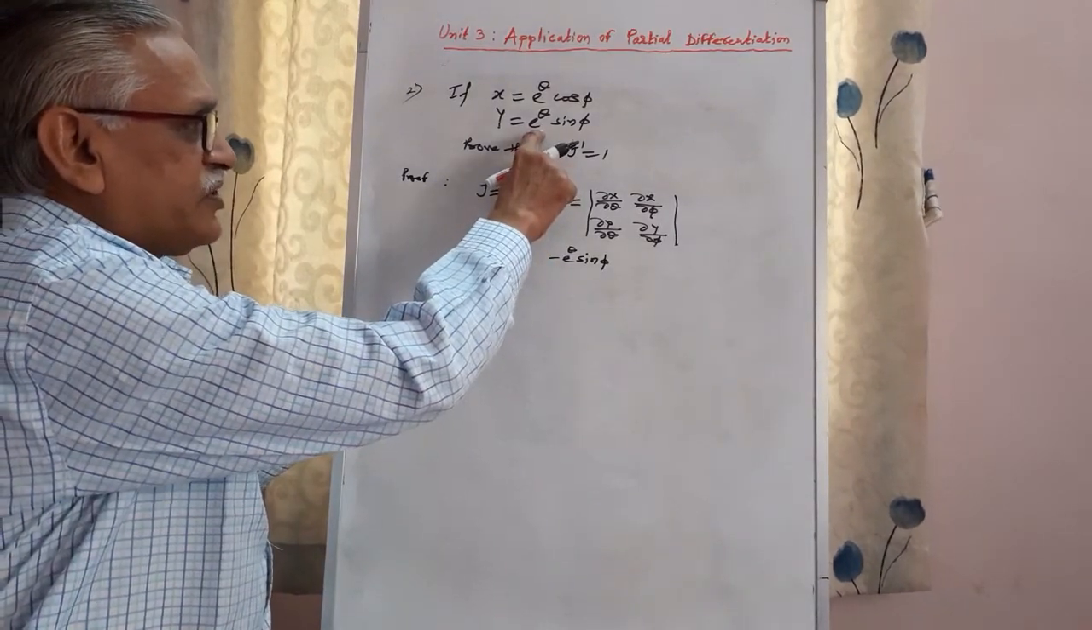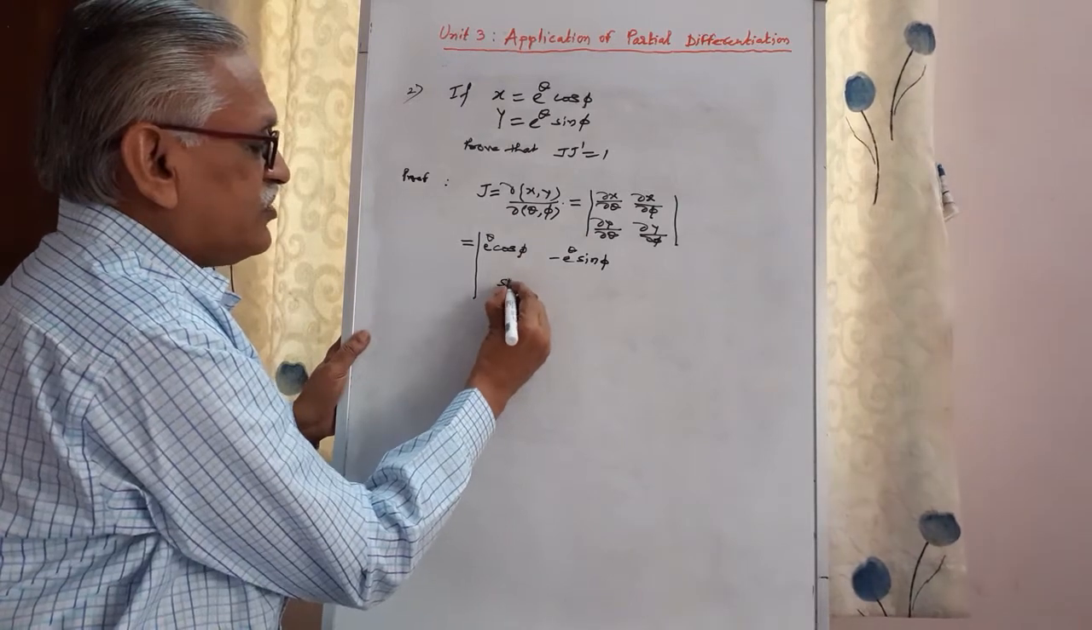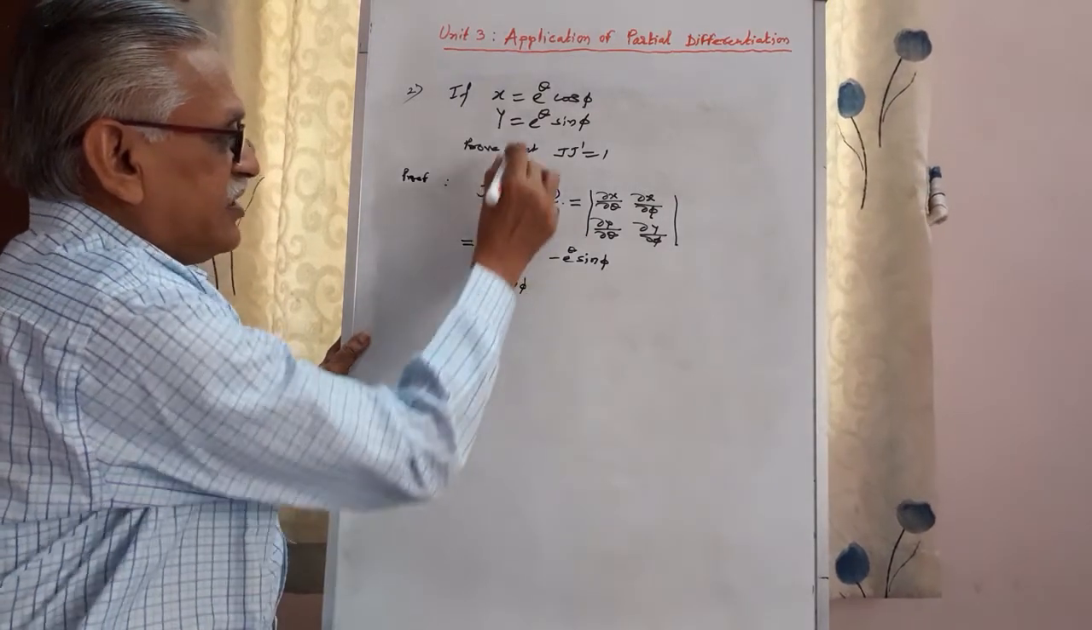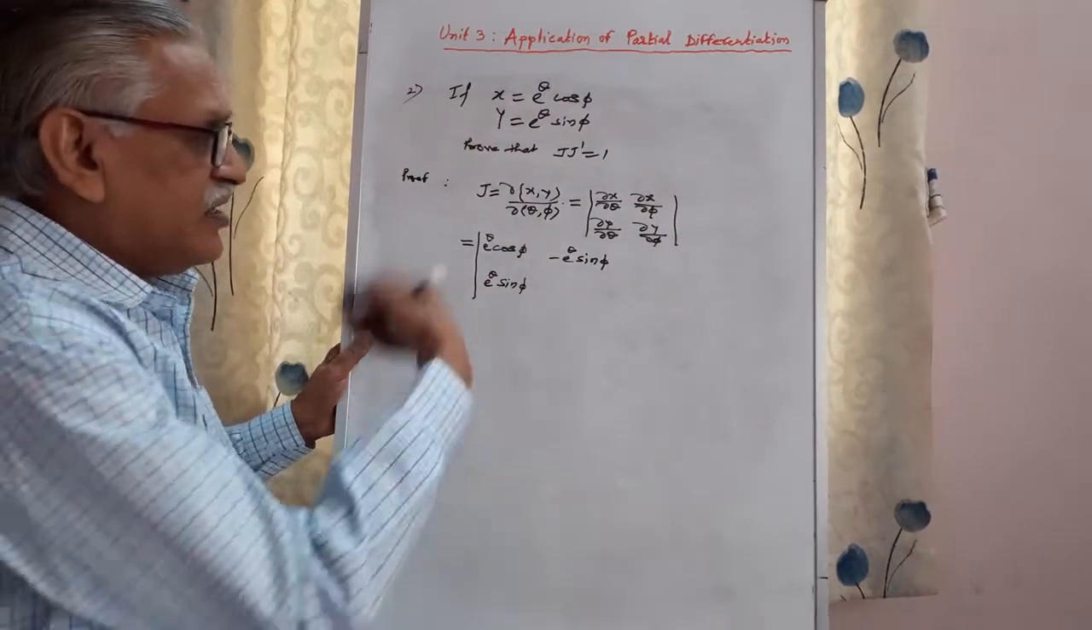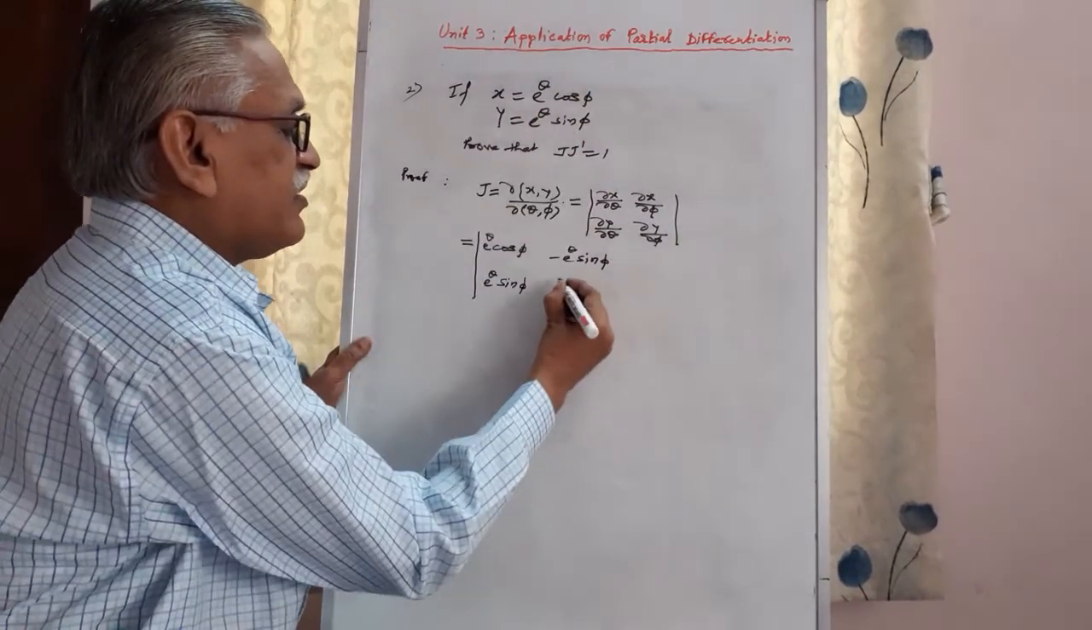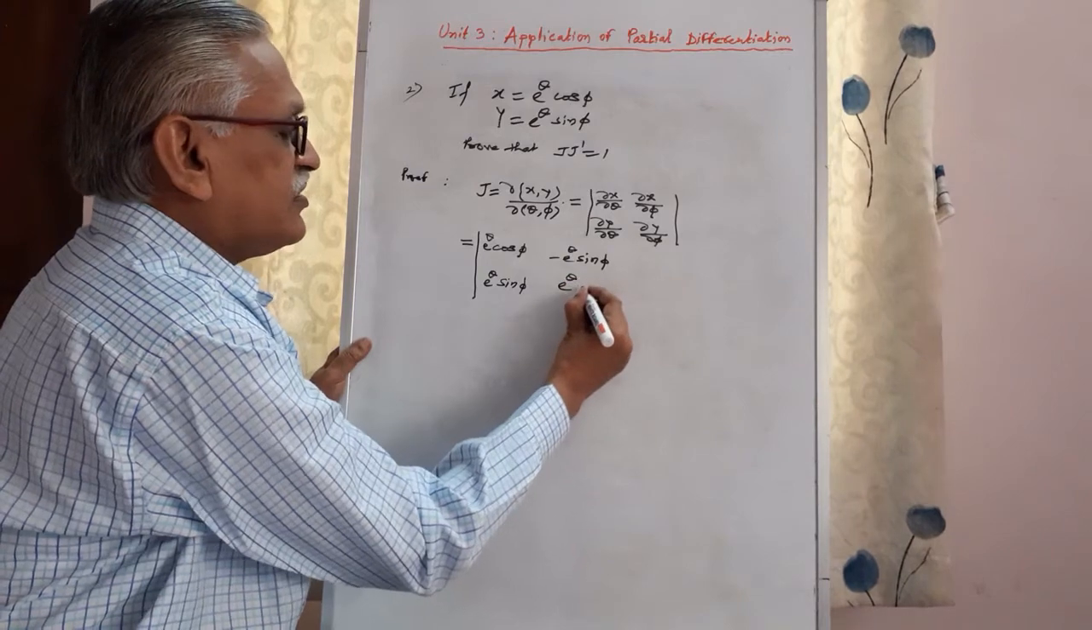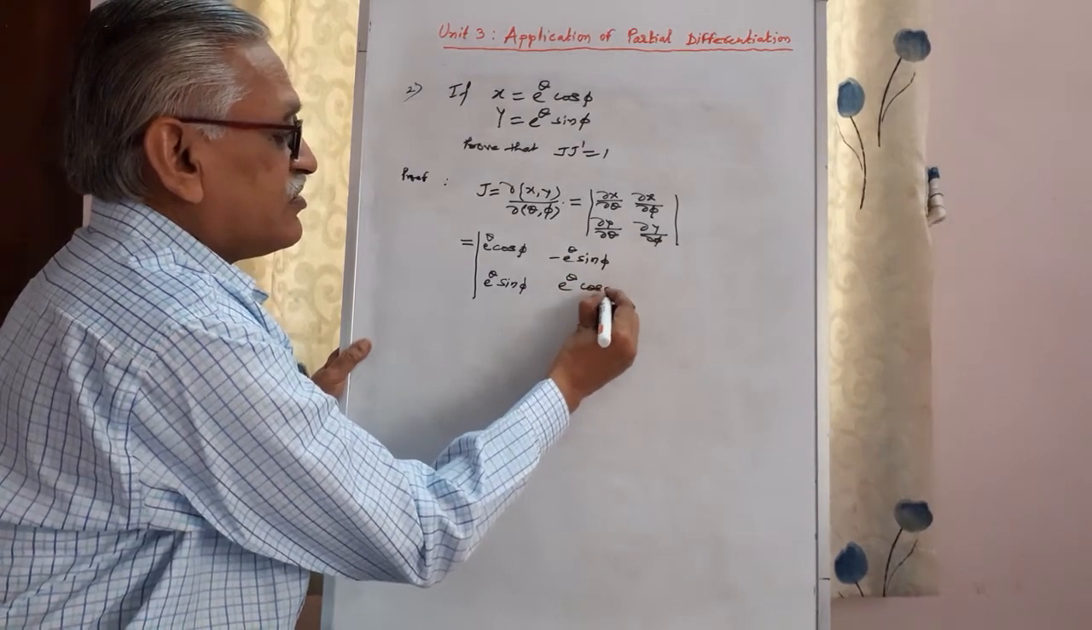Differentiating this with respect to theta, sin phi constant. Derivative of e raised to theta is e raised to theta. Differentiating it with respect to phi, it is e raised to theta. Derivative of sin is cos phi.